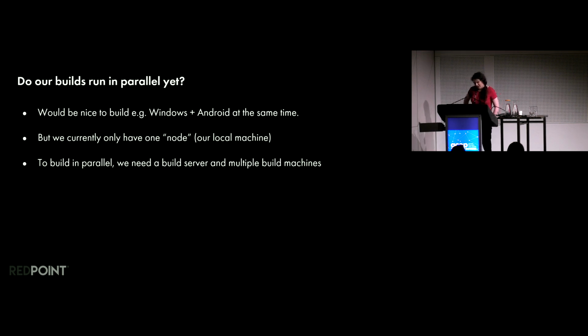I'll slow down. Do our builds run in parallel yet? Well, it'd be nice to have, for example, Windows and Android building at the same time, but we currently have only one node, in this case, just our local machine. To build in parallel, we need a build server and multiple build machines.